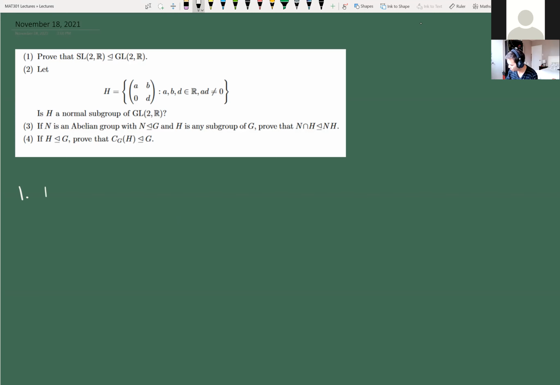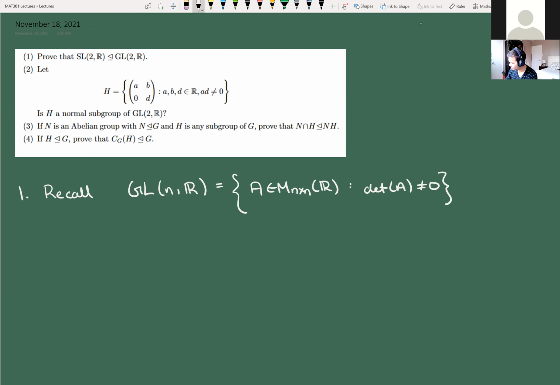So recall the GL, I usually write it with a subscript, but I guess that's not what we're doing. So GLNR is the collection of n by n matrices A such that A is invertible. And we know that that's equivalent to the determinant being non-zero. And that's important because when we define SLN, that's defined purely in terms of the determinant.